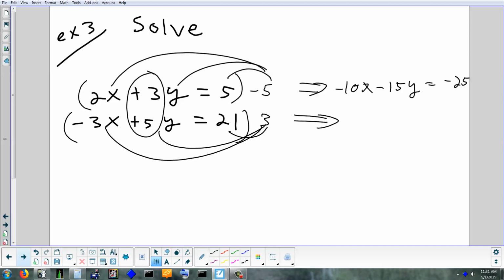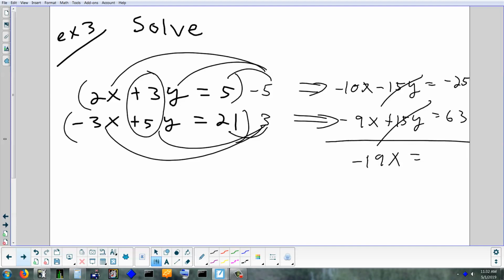Nick, what's negative 3x times 3? Negative 9x. Connor, what's 5y times 3? 15y. Good. And Carolyn, what's 21 times 3? 63. Now, look what happened. You're going to add the columns up. Negative 15, positive 15, gone. So that cancels out. Sam, what's negative 10x plus negative 9x? Negative 19x. Yep. And lastly, negative 25 plus 63.